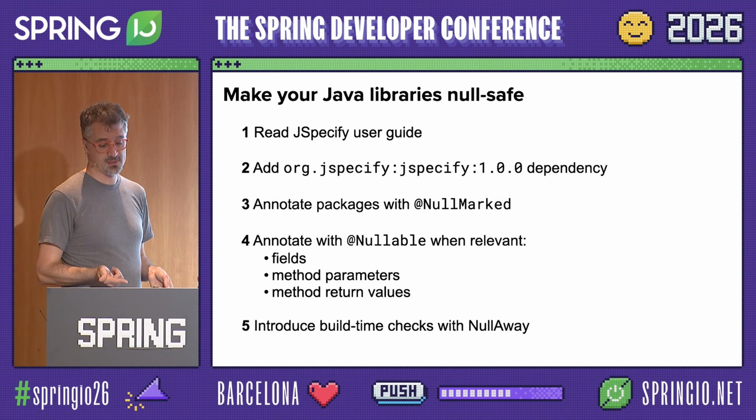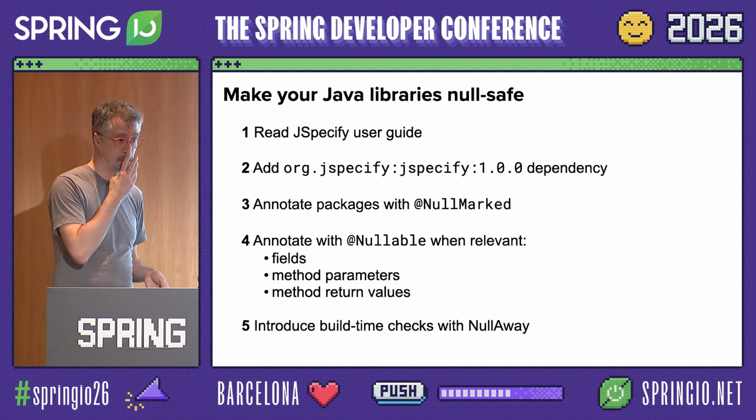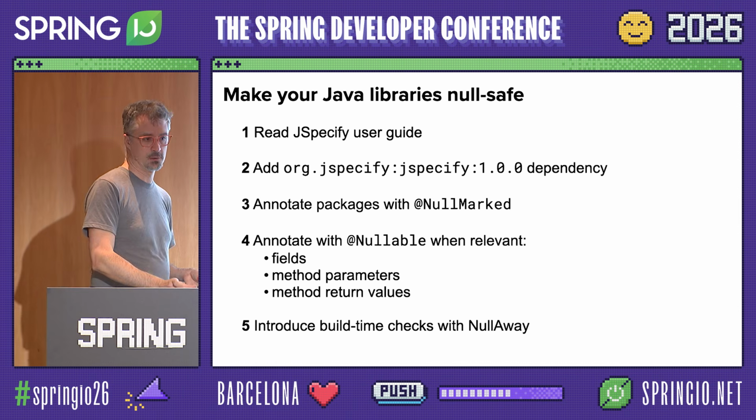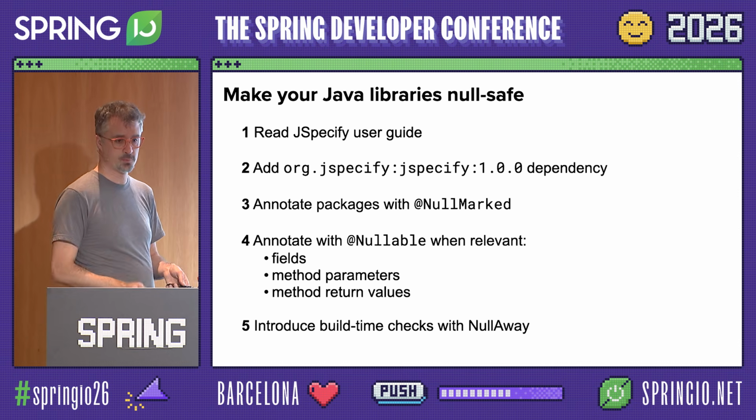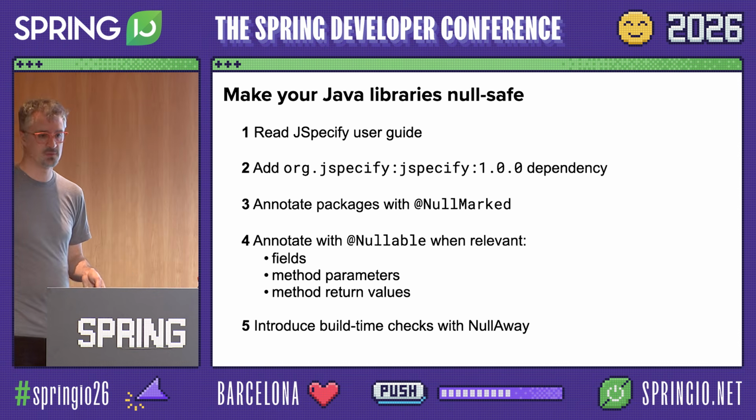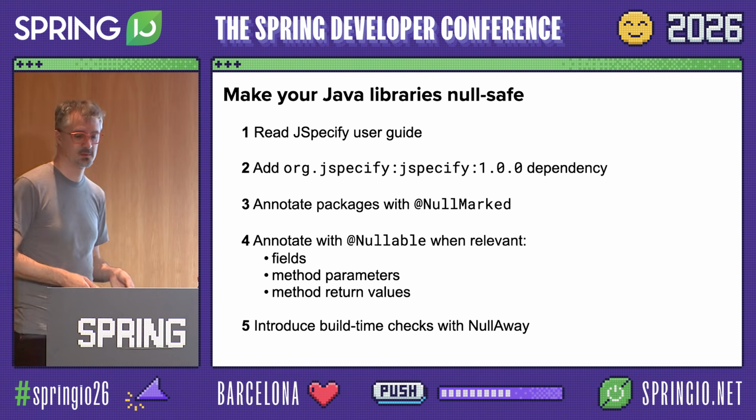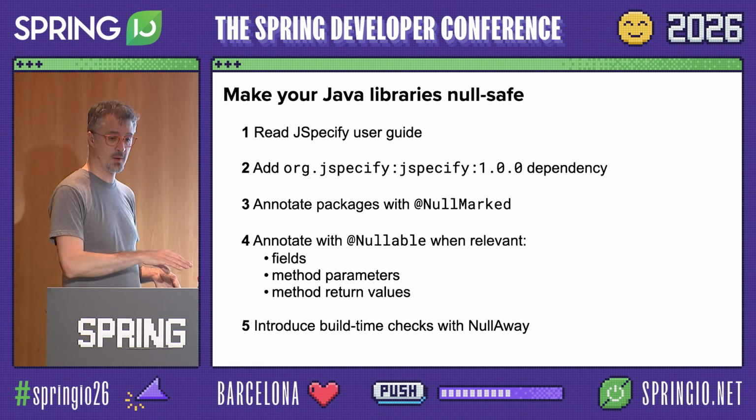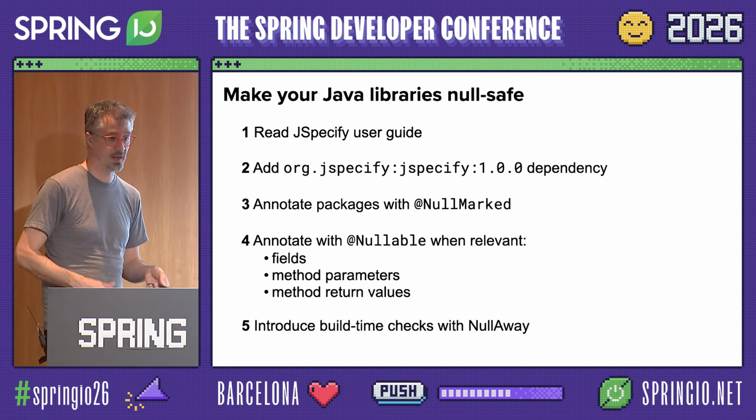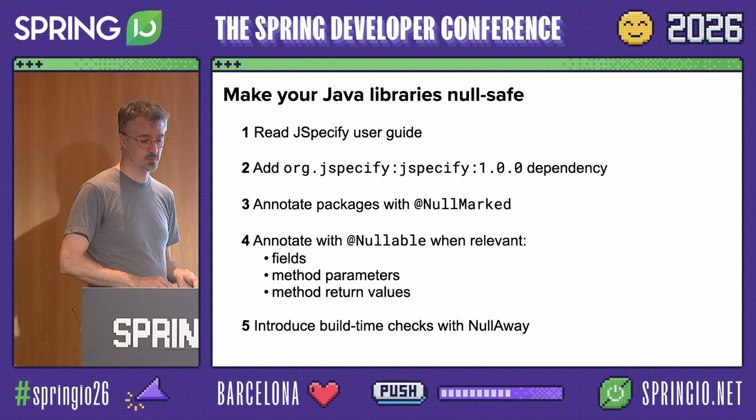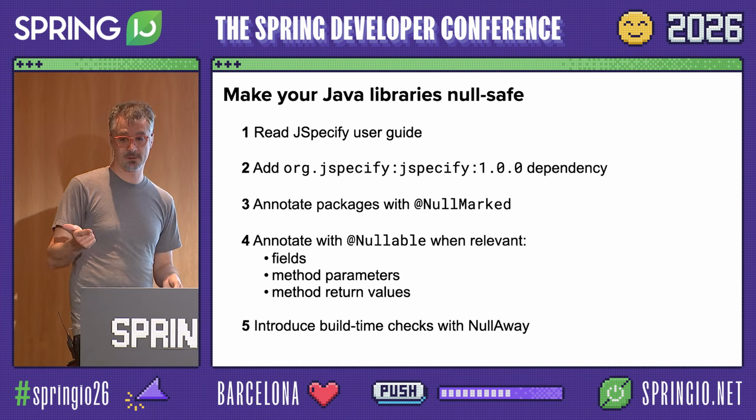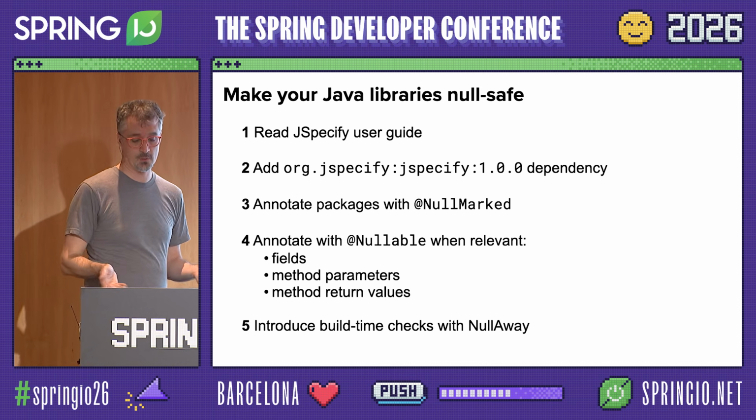Add the JSpecify dependency to your application. It should be api configuration in Gradle or just default compile scope in Maven. It should be a transitive dependency. This is the best practice. Annotate the packages of your library with @NullMarked to set the default like Kotlin. Everything is non-null by default. And then you annotate fields, method parameters, method return values with @Nullable when accurate.